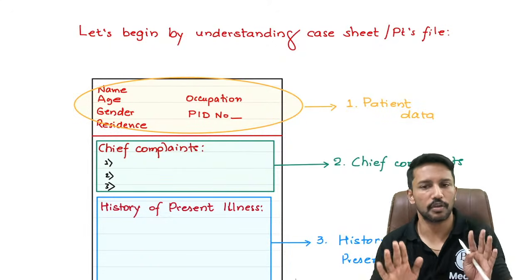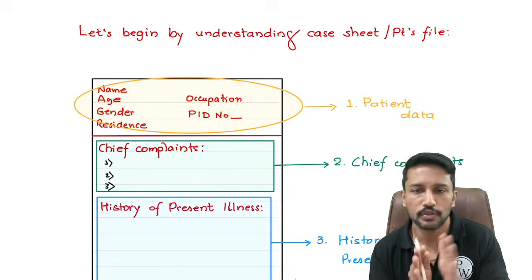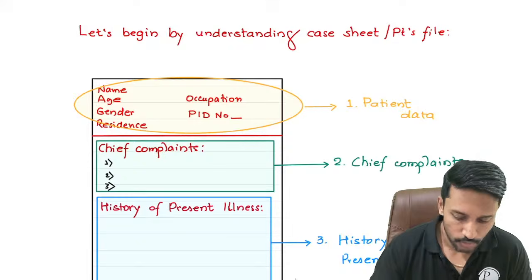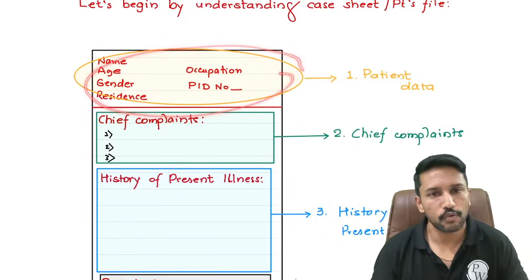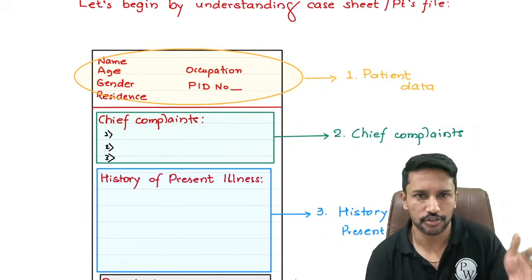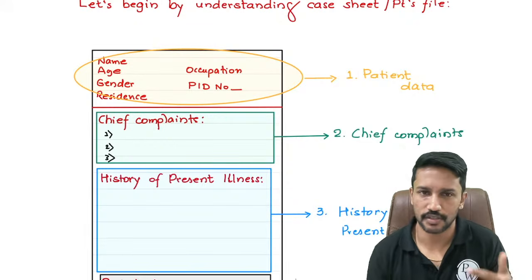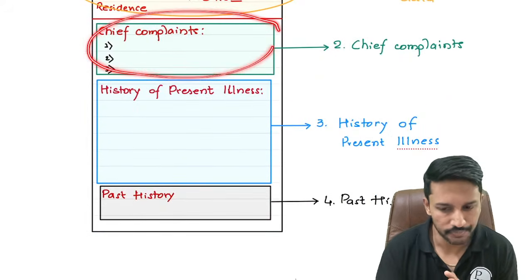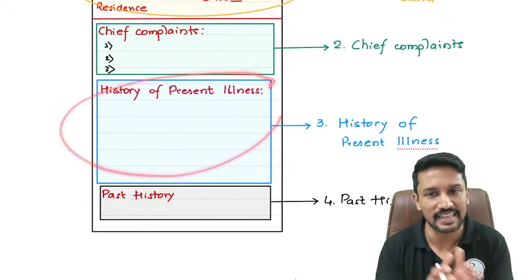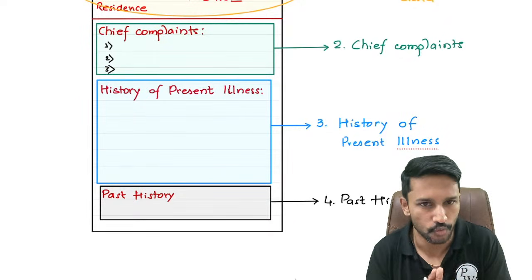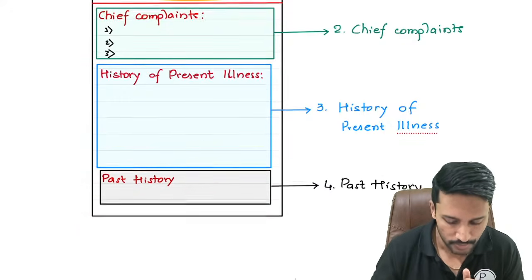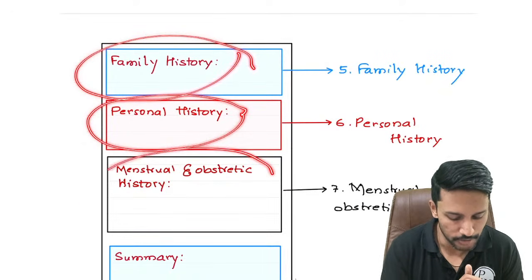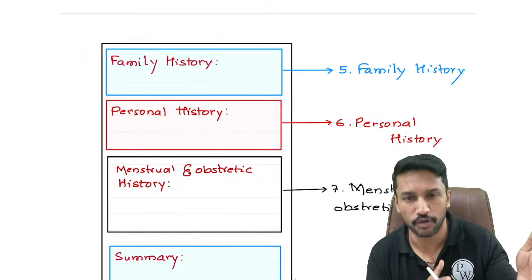So for that, we have this document which we call the case sheet or patient file. So first we will understand the anatomy of this case sheet. In this case sheet, the first and the most important thing will be component number 1: the patient's details, his age, gender, residential address, occupation, and identification number. After that, we will have chief complaints, and then we will have history of the presenting illness, the present illness that the patient is going through. Then the patient's past history, that is component number 4. Then we will document family history, personal history, menstrual and obstetric history, of course only for a female patient.